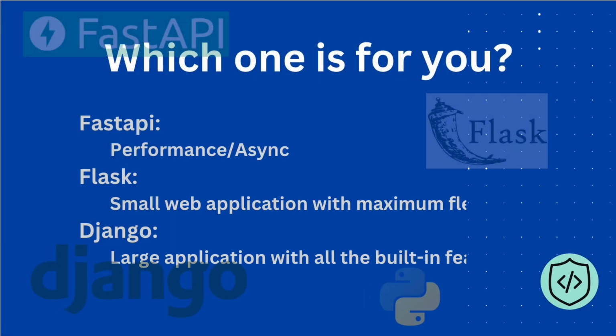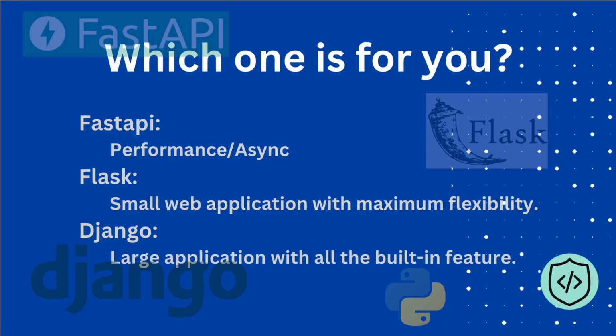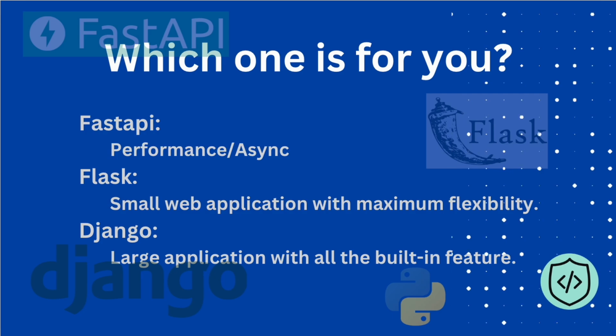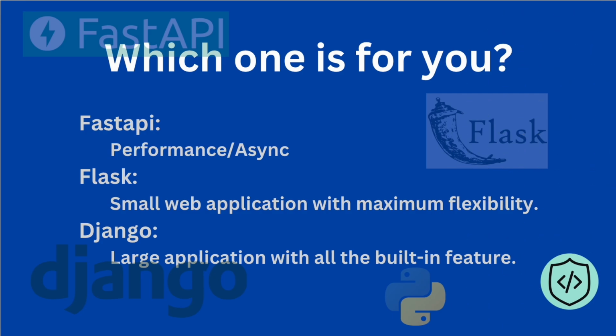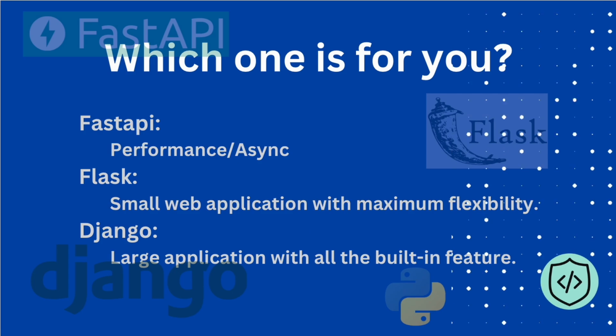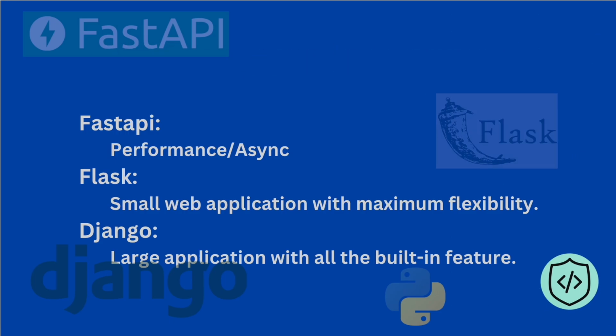Now coming to which one you should choose, which one is best for you. Suppose you are designing an application which has only a REST framework and you need performance and asynchronous processing, you can choose FastAPI. And suppose you are building a small application with maximum flexibility, then you should go for Flask. And if you are designing a very large application and you need every built-in feature to be there, then you should go for Django.